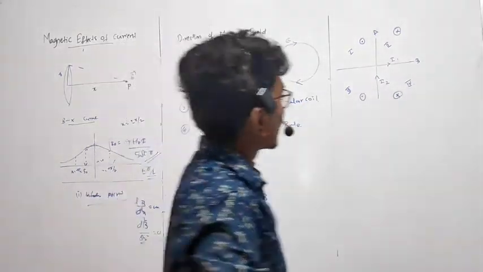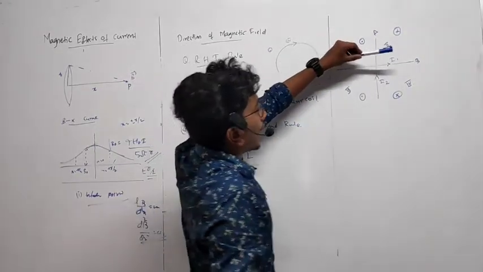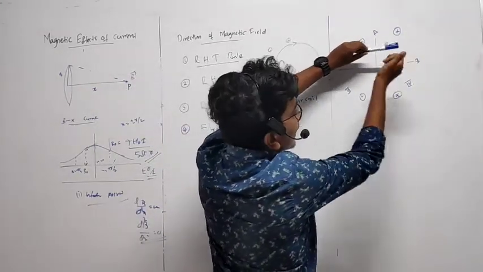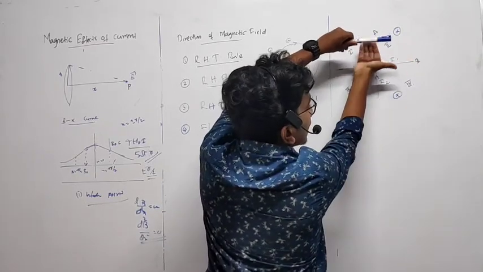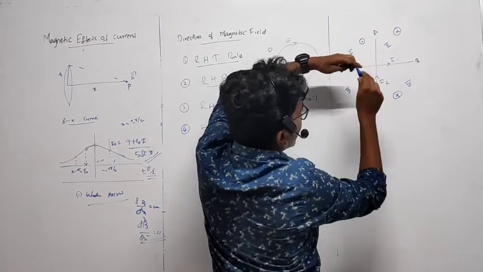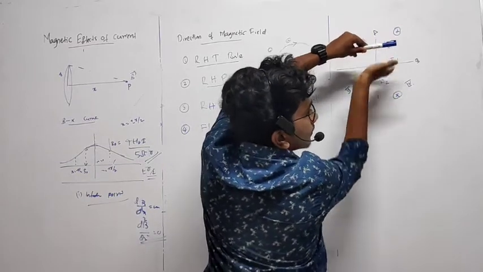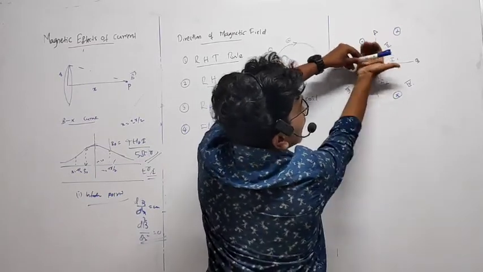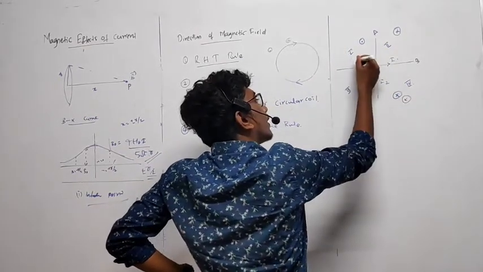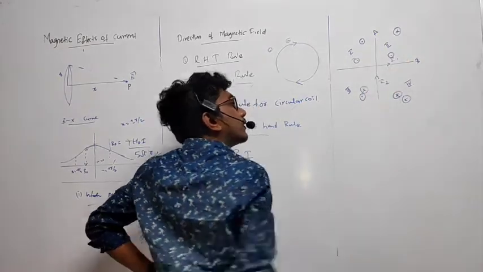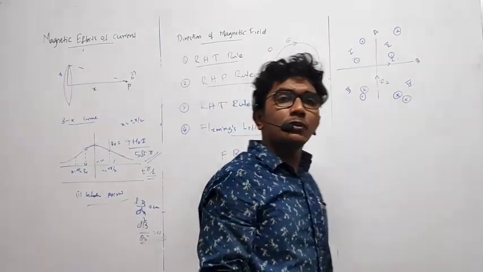Next, I am going to consider conductor B. So I will keep it here. The current is going in that direction, thumb is in that direction, so keep it like this. Here, inside. Here, outside. I think you got it. Inside, outside. Now you tell me which all are the quadrants likely to have null points.